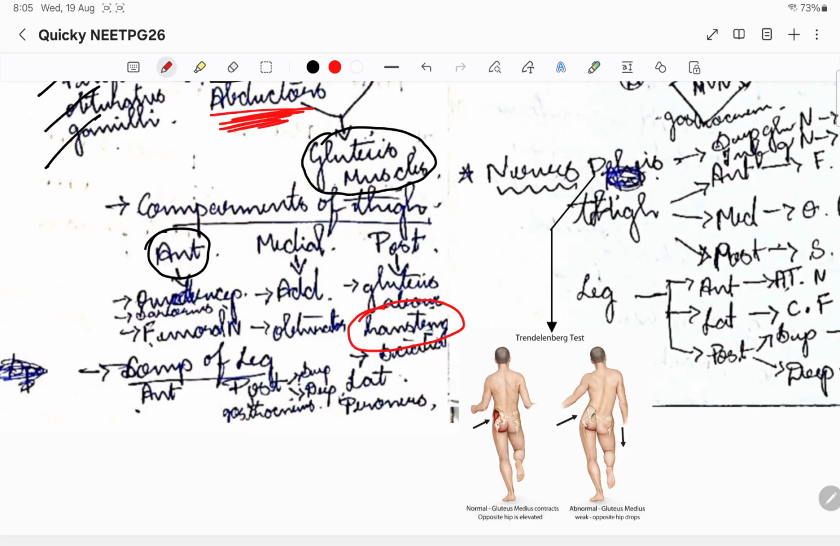Then coming down, one more important point I want to tell you is, the obturator nerve is a hybrid nerve. Okay, so remember this point, hybrid nerve. That is one point that I want you guys to remember.